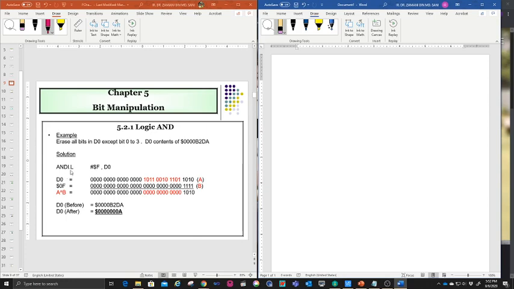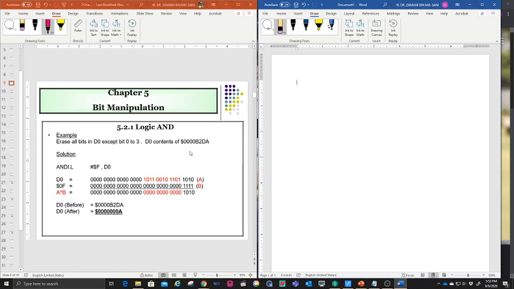Okay, ANDI, immediate long word, hash $F. Okay, comma D0. So this is the one that acts as a mask over here. They call it a mask, which should be this one. So you have this one, A, and you have that operation for B. So A and B will result like this.